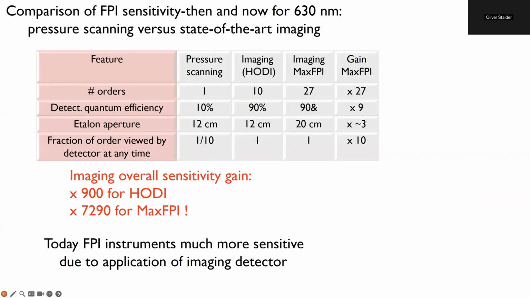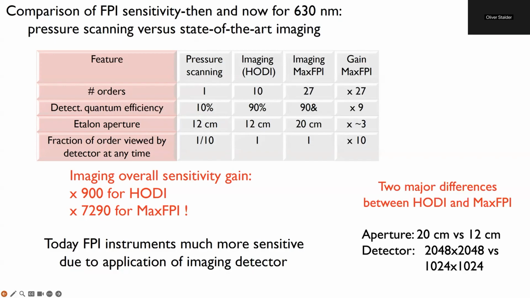This illustrates how much more sensitive MATFI would be compared with the pressure scanning Fabry-Pérot of my Michigan days. It's about 3 orders of magnitude, 7290, if you follow through the Etalon aperture, the fraction of order, the detector quantum efficiency, etc. But for MATFI, we get 27 orders rather than just 10. So the major differences: the aperture is bigger, so we have twice as much area, and the detector is bigger, so we can observe out to 5 degree angular extent instead of about 2.5 degrees.